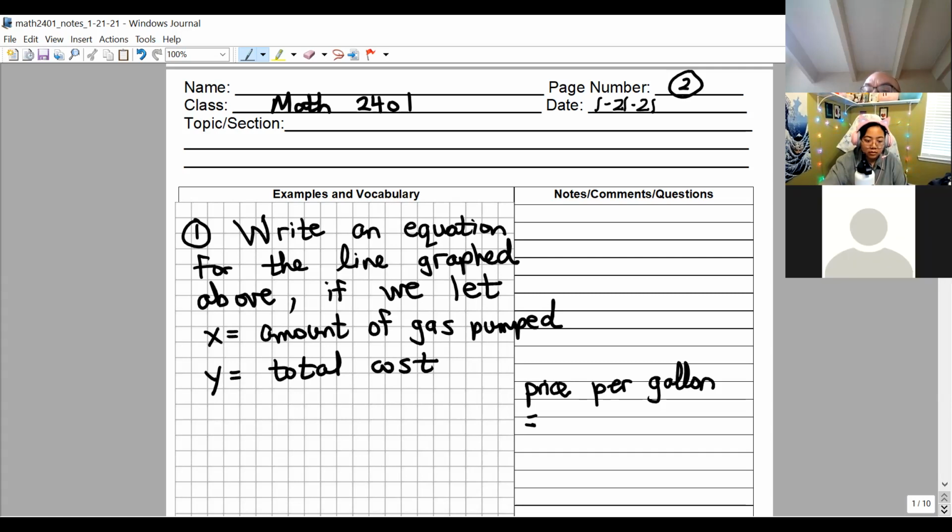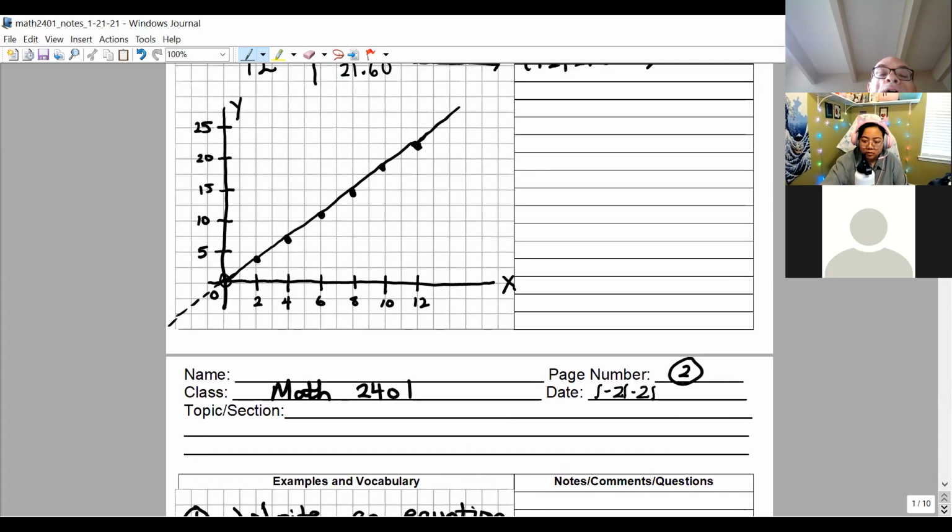Per gallon. Per gallon, right. Okay, so that's correct, Avery, right? You just take the price per gallon and then multiply it by the number of gallons pumped. So let's compute here quickly for ourselves. What was that price per gallon? Can we easily deduce what that price per gallon was?